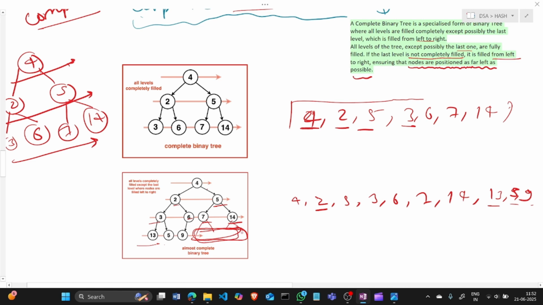Ensuring that nodes are positioned as far left as possible. So we are filling from left to right as much as possible. So this comes under the complete binary tree. If a new node is inserted, let's say there is a 20. If we want to insert the 20, then it will be inserted here. If there is a 31, it will be inserted at 31. This way.